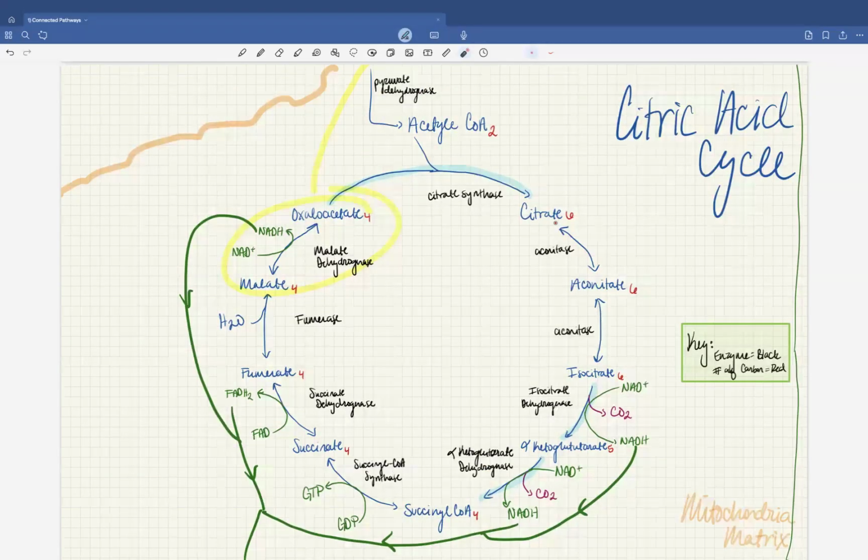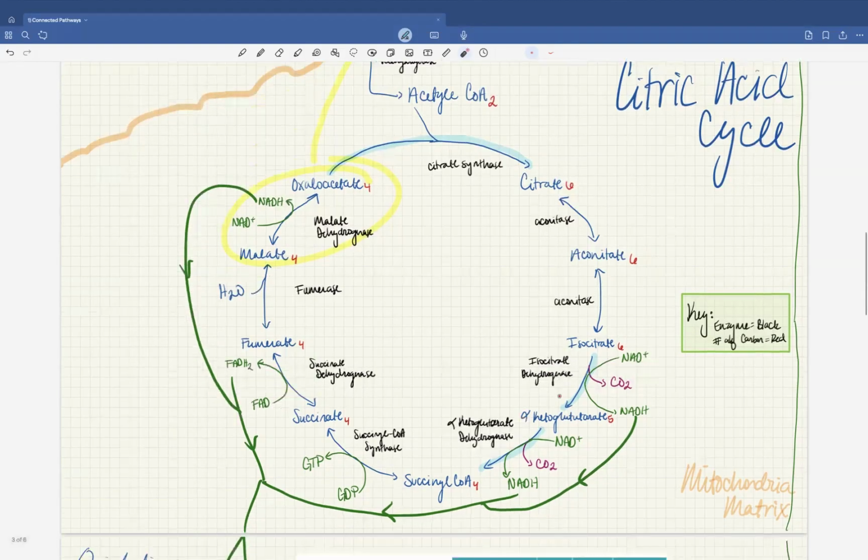So from here, citrate is converted into aconitate. This is really testing my English. By the enzyme aconitase, and then aconitase will also convert it into isocitrate. And this whole time, it's going to remain a 6-carbon molecule. But once isocitrate dehydrogenase converts isocitrate into alpha-ketoglutarate, then we'll lose a carbon dioxide molecule and convert from a 6-carbon molecule to a 5-carbon molecule.